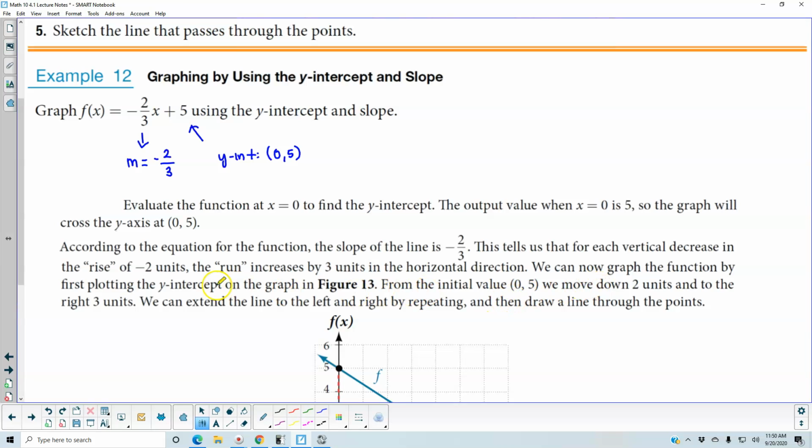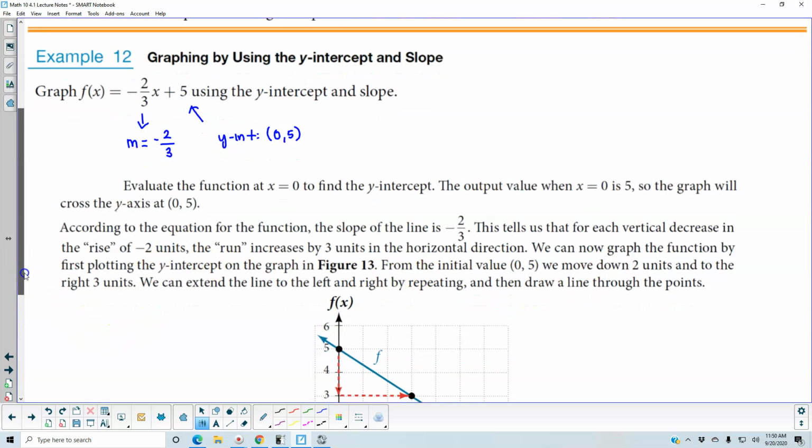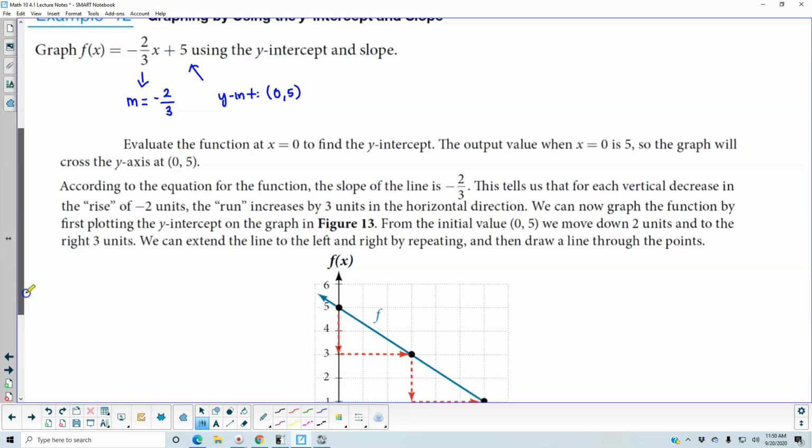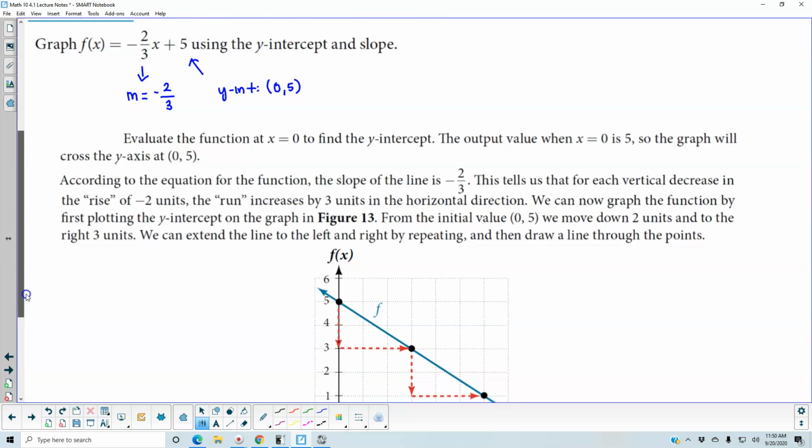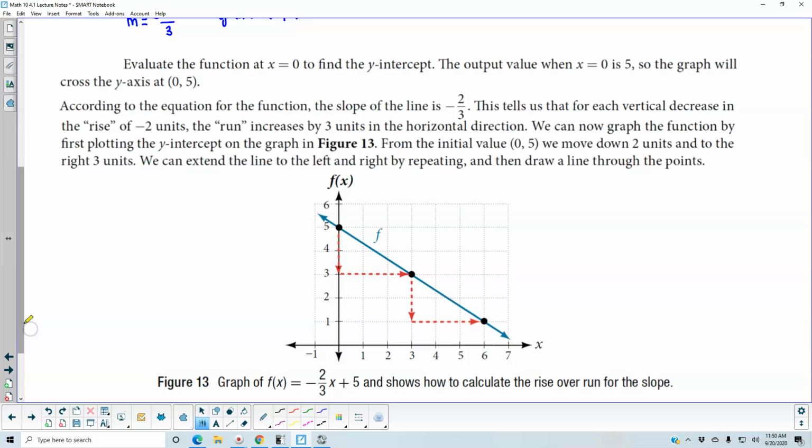We can now graph the function by first plotting the y-intercept on the graph in figure 13. From the initial value, 0, 5, we move down 2 units and to the right 3 units. And we extend the line to the left and right by repeating, and then draw a line through those points.